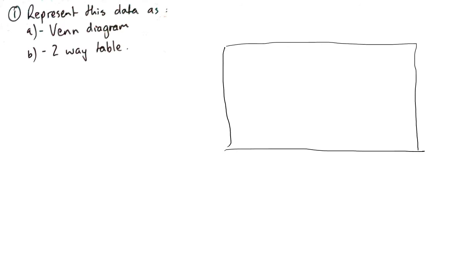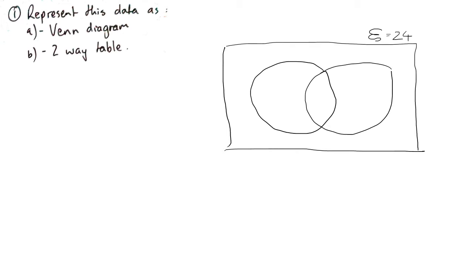So I've got my universal set as 24 students, and yes, I am writing it outside the box, but that's because I don't want to get confused about my numbers. I know I've got two sets, and I know they overlap because some students get both, so I'm going to draw these two circles overlapping. One of them is snakes and one of them is wasps.